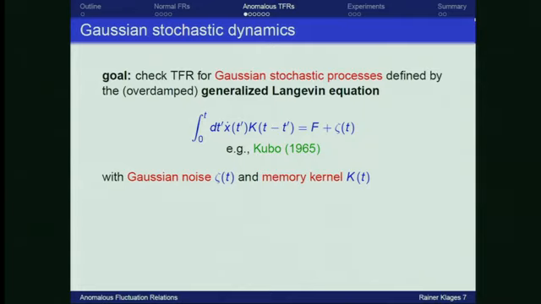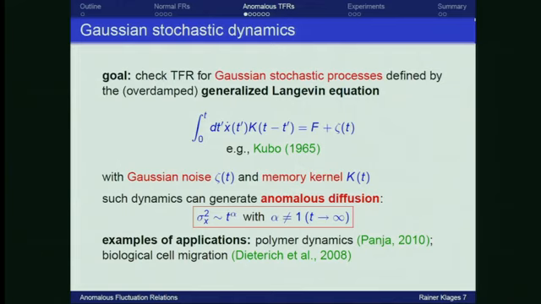And again, we have a constant field on the right-hand side and Gaussian noise. Well, Gaussian noise, I should be careful, that's exactly the point I want to make. So we have Gaussian noise and a memory kernel. And such dynamics can, in fact, generate anomalous diffusion, meaning that the mean square displacement does not grow linearly in time, but as a power law, where alpha is not equal to 1 in the long time limit.